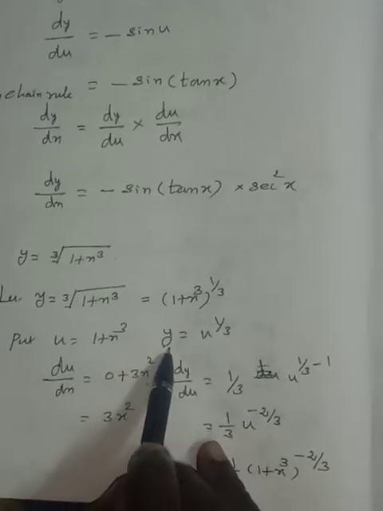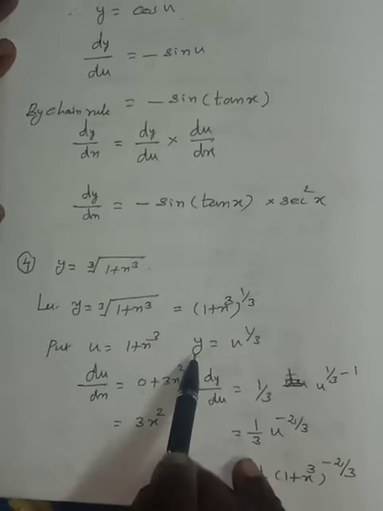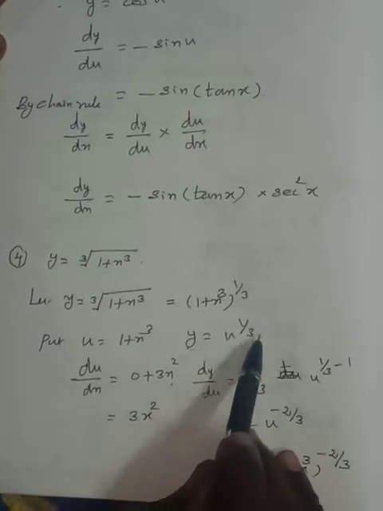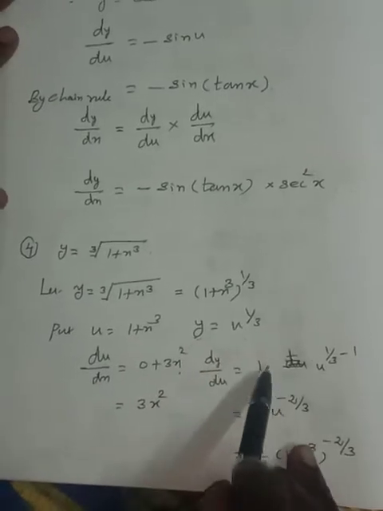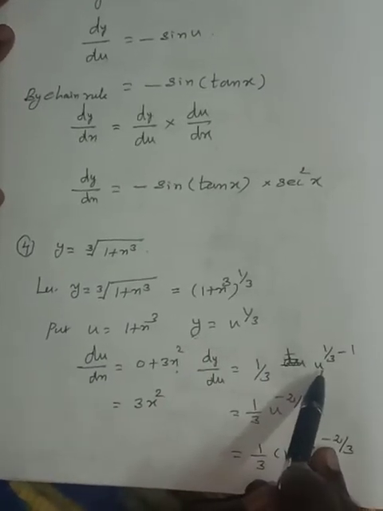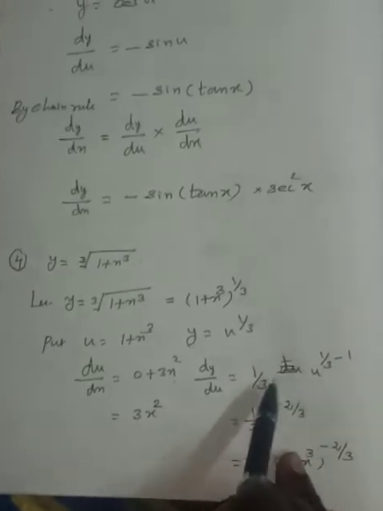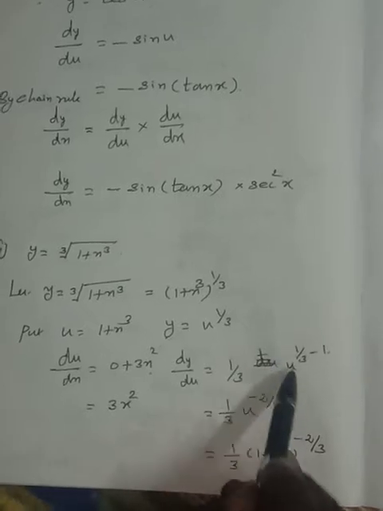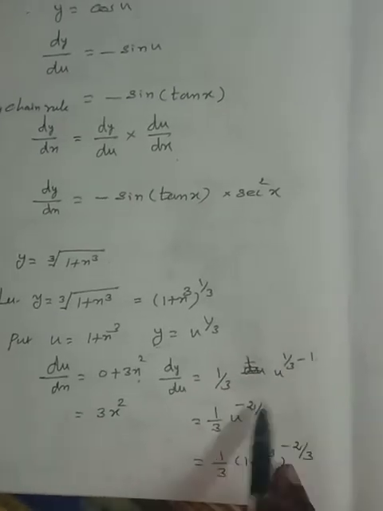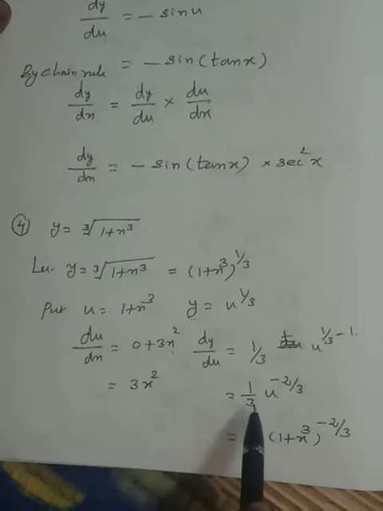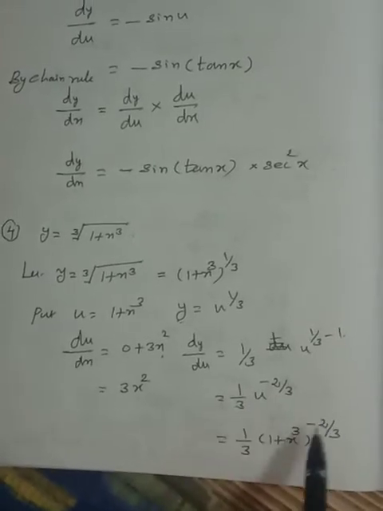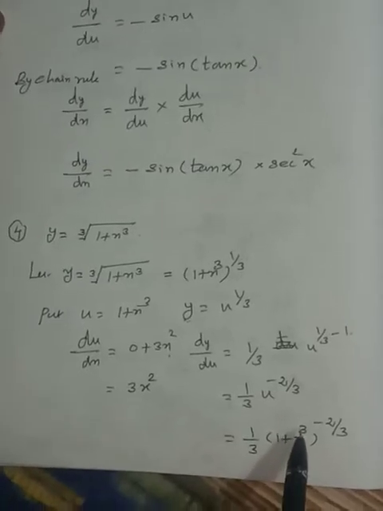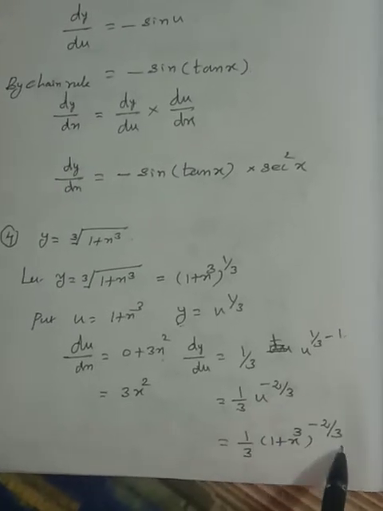Left hand side variable is y, right hand side variable is u. Differentiate y with respect to u using the formula n x power n minus 1. n is 1 by 3, so 1 by 3 u power 1 by 3 minus 1. 1 by 3 minus 1 is minus 2 by 3. Therefore 1 by 3 u power minus 2 by 3, but u is 1 plus x power 3, so 1 by 3 into 1 plus x power 3 whole to the power of minus 2 by 3.